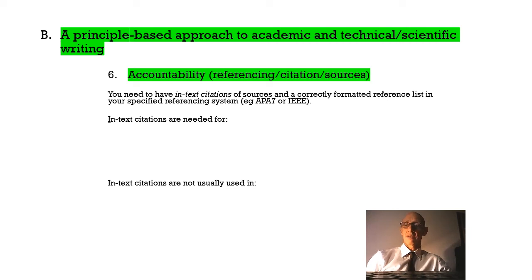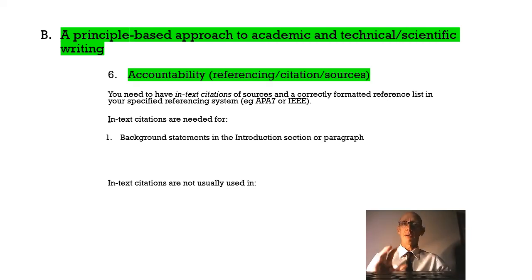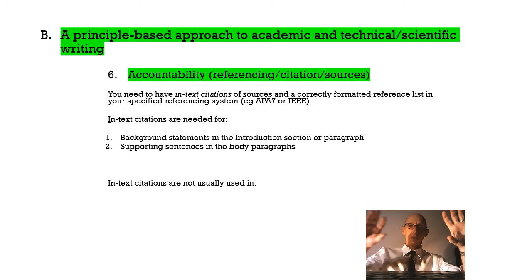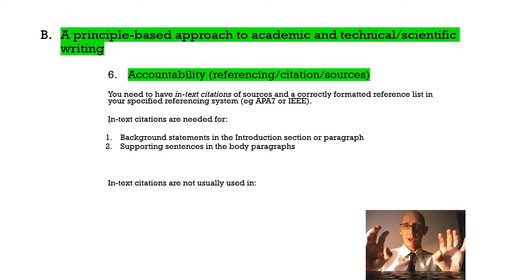In-text citations are needed when you have background statements in the introduction section or paragraph. So you don't need an in-text citation for your purpose statement, but you need it for the backgrounding. You can't just pull information out of nowhere. Generally you'll see every background statement has in-text citations to support these ideas because they're background facts. They have to come from somewhere. You also need them for supporting sentences in the body paragraph. You have your topic sentence, that's yours, but then you have your supporting sentences, also yours, but they've got to have in-text citations to support what you're arguing there.